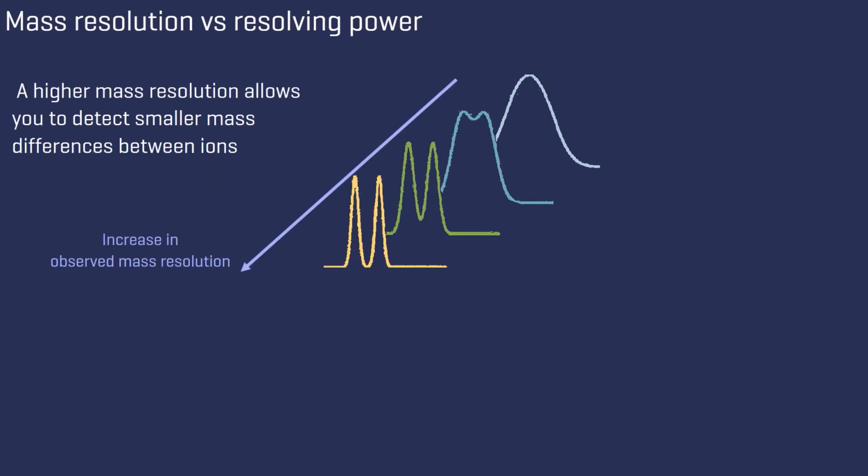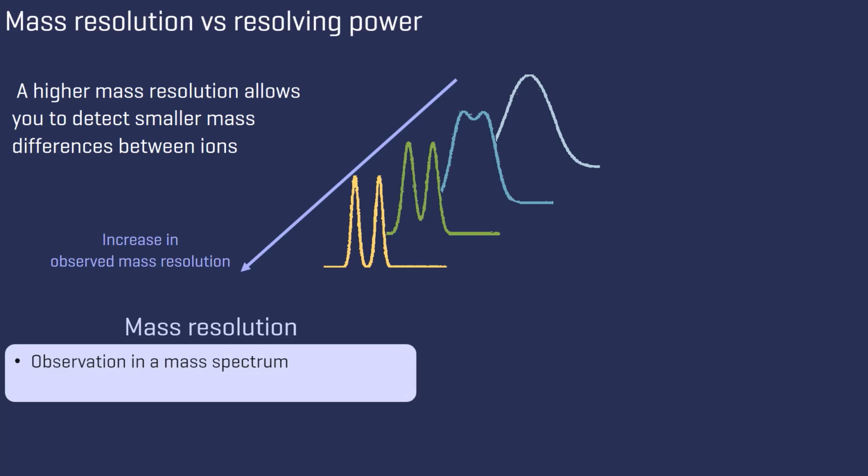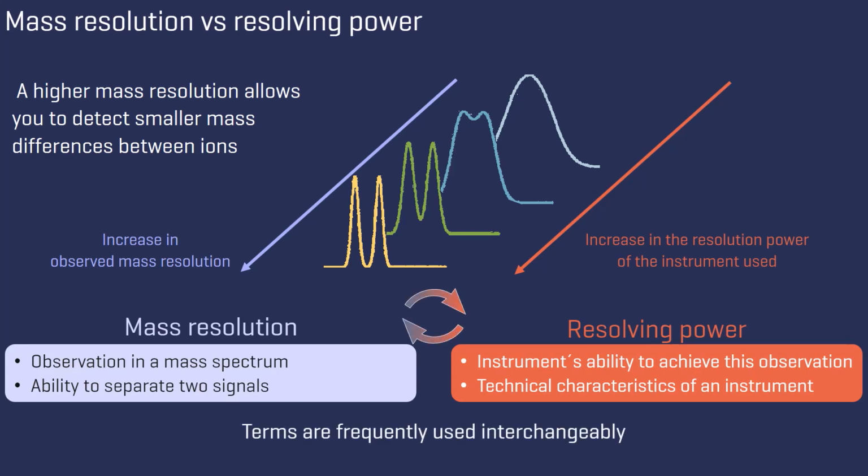In practical terms, a higher mass resolution allows you to detect smaller mass differences between ions. While mass resolution refers to the observation in a mass spectrum and describes the ability to separate two signals, as discussed before, the resolving power indicates the instrument's inherent ability to achieve this observation based on its technical characteristics. However, the terms resolving power and mass resolution are frequently used interchangeably.